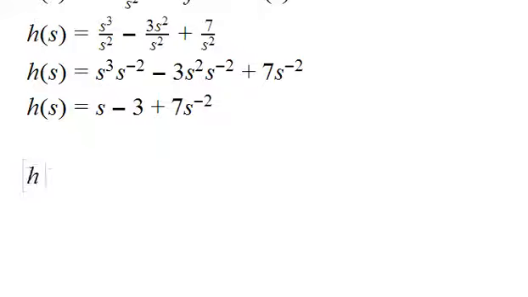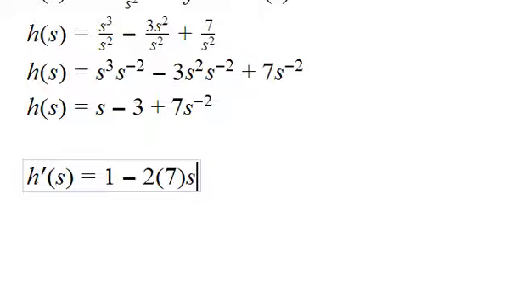So now we're going to have h prime of s is equal to, so we want to take the derivative of s, and the derivative of s is 1. The derivative of a constant, remember, is 0. And then of course we're going to take the negative 2, bring it out front, and we have the 7, we'll just put that in parentheses, and then s raised to the negative 3. Okay.